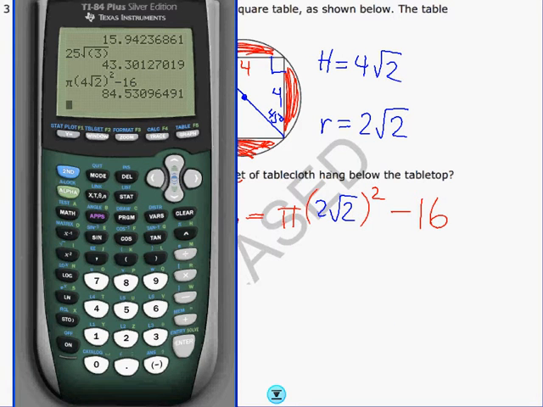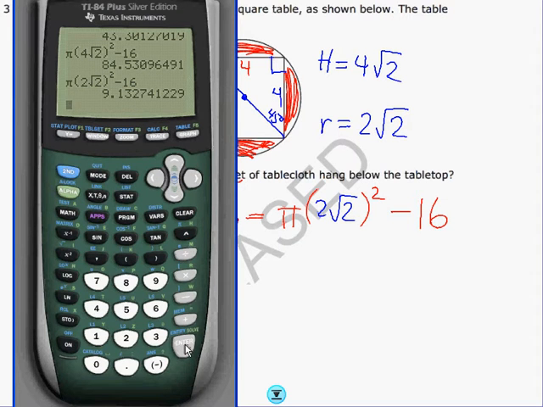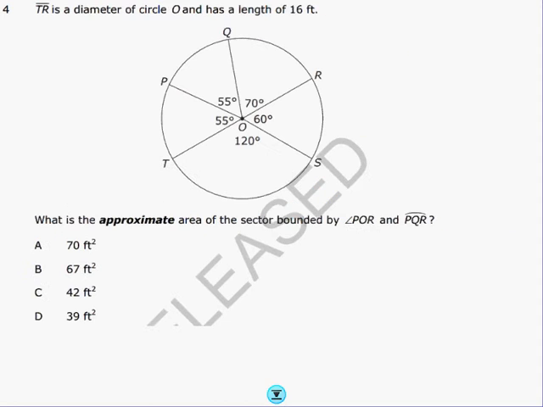All right. So I actually plugged it in earlier, and I did it wrong. It's 2 instead of 4. Okay. And so the difference is 9.13. They said approximately, and 9 is the closest.